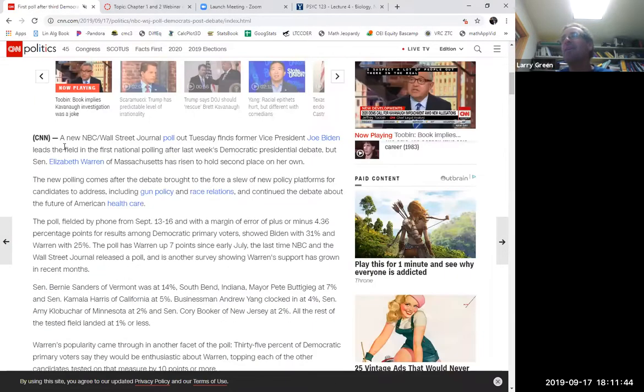In the article, a new NBC Wall Street Journal poll out Tuesday finds that President Biden leads the field in the first national polling after last week's Democratic presidential debate. Elizabeth Warren has risen to hold second place. In particular, we see that Biden has 31% in favor, whereas Warren has 25%.